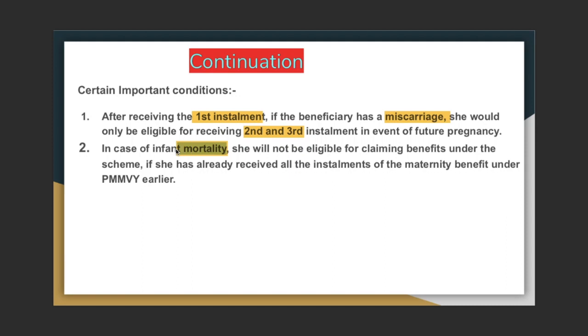What will happen in the case of infant mortality? In case of infant mortality, she will not be eligible for claiming benefits under the scheme. Basically, in the case of infant mortality, the beneficiary cannot say that now in the next or future pregnancy, give me again 6,000 rupees, 5,000 under Pradhanmantri Matru Bandhana Yojana and 1,000 under Janani Suraksha Yojana. Okay, if she has already received all the installments before infant mortality. Understood? This is all about this scheme.